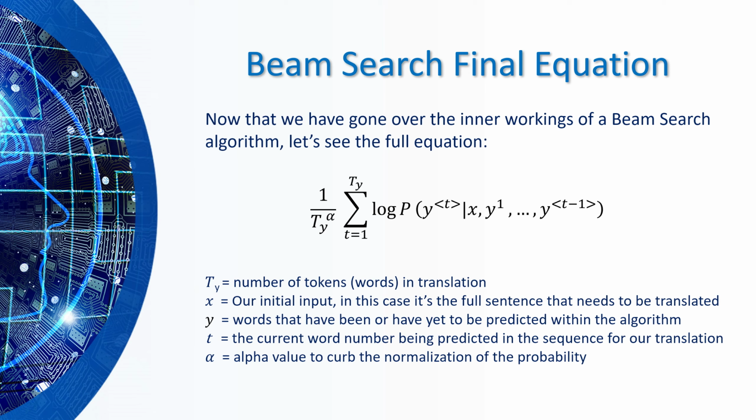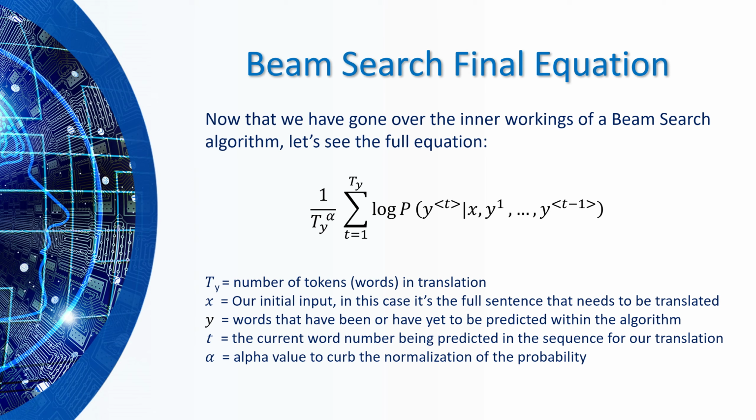Now that we've gone over the inner workings of beam search, let's take a look at the full equation. So as you can see here, this is our full equation. If we were to define all of these terms, T sub y is the number of tokens, or words if we're doing a translation, in the sequence. X is our initial input. In this case, it's the full sentence that needs to be translated from Spanish to English.